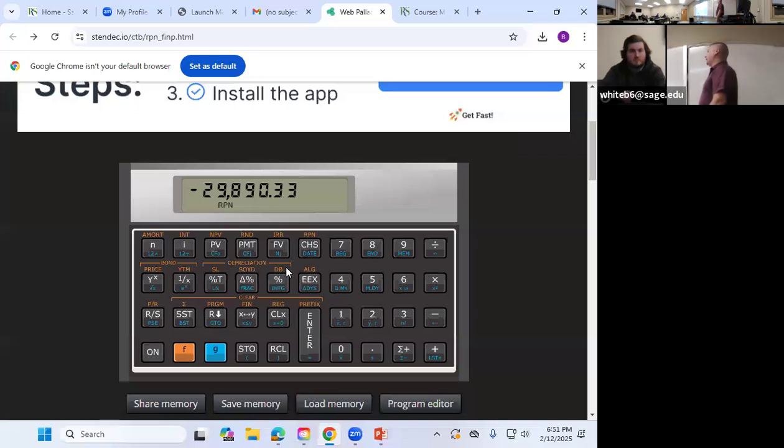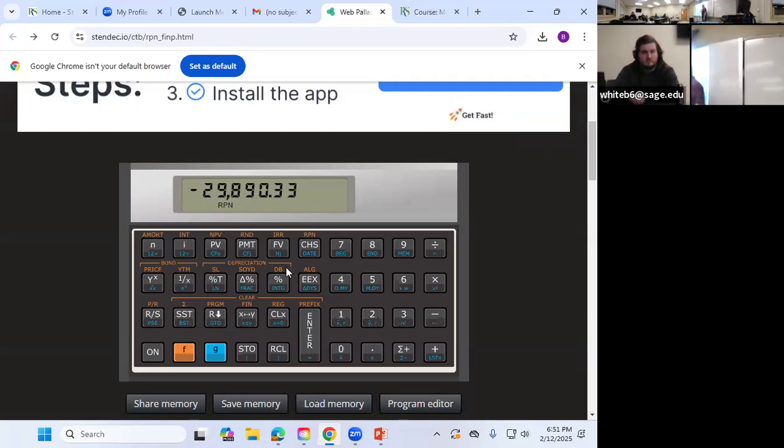You need 29,890.33. The negative number, we can change that. We can go and change the sign of your $40,000 if you want to see it. It's not going to change anything. So just get rid of that. It doesn't matter. But 29,890, sorry.